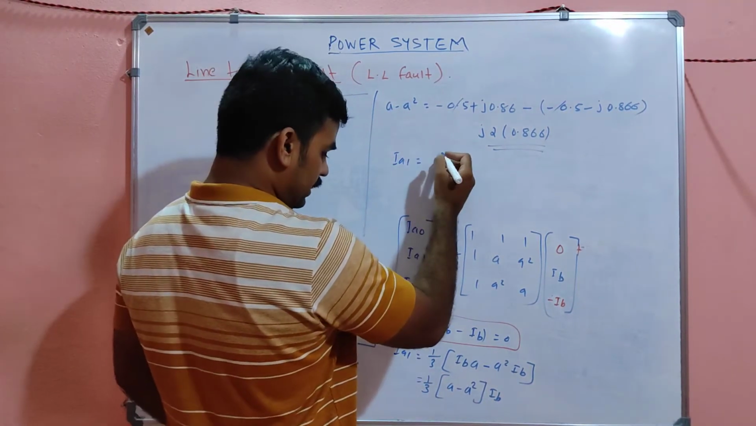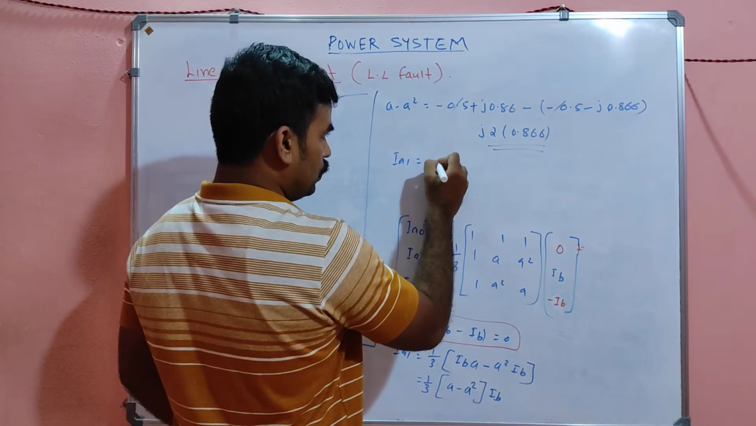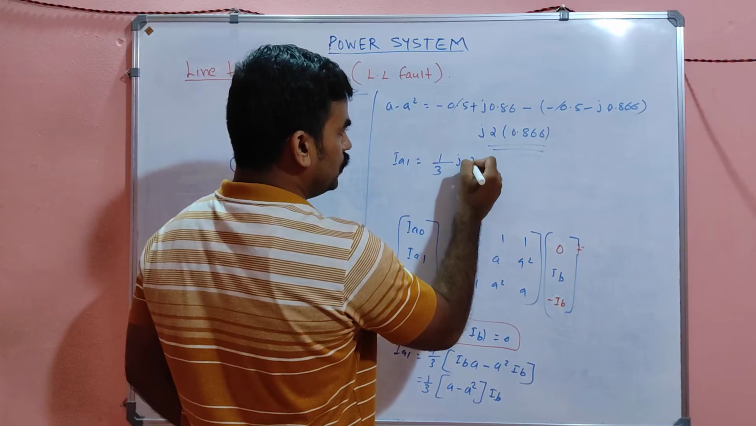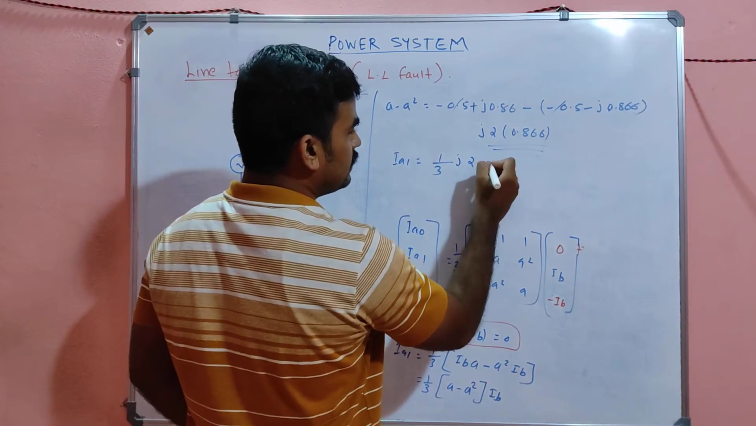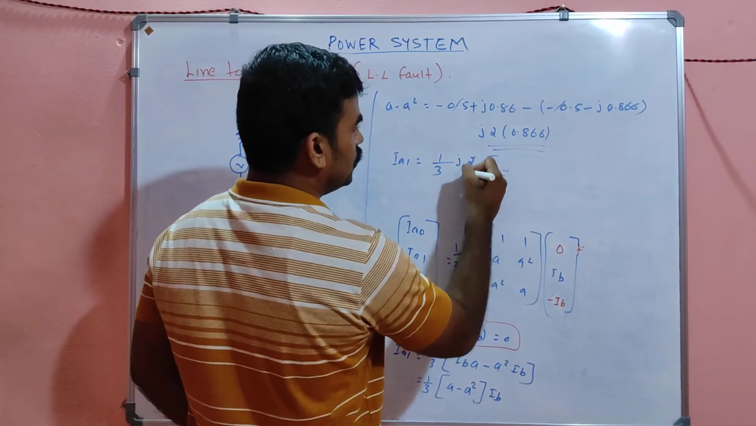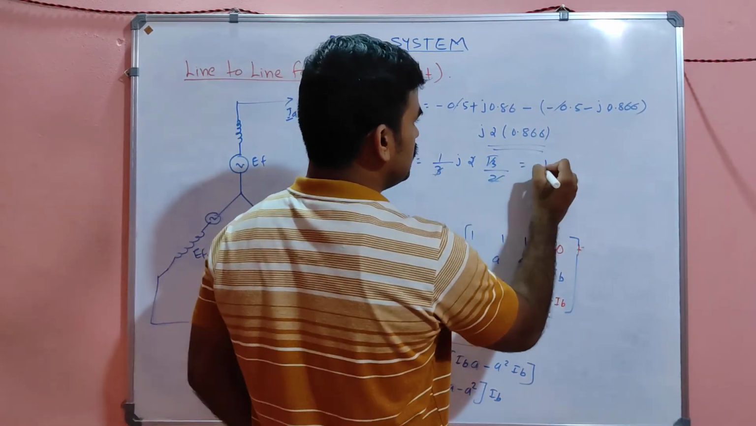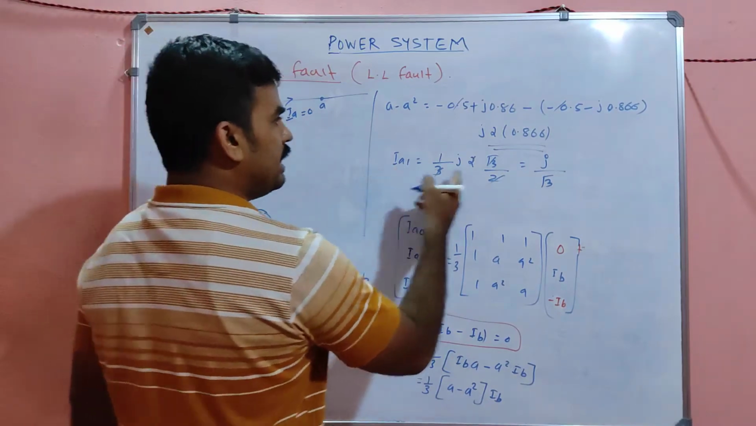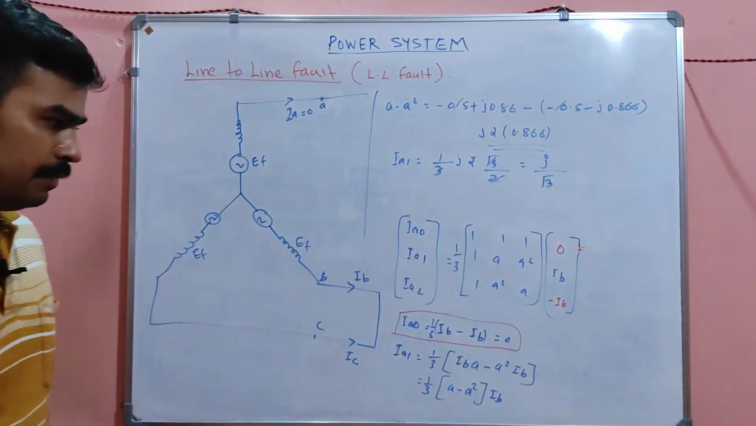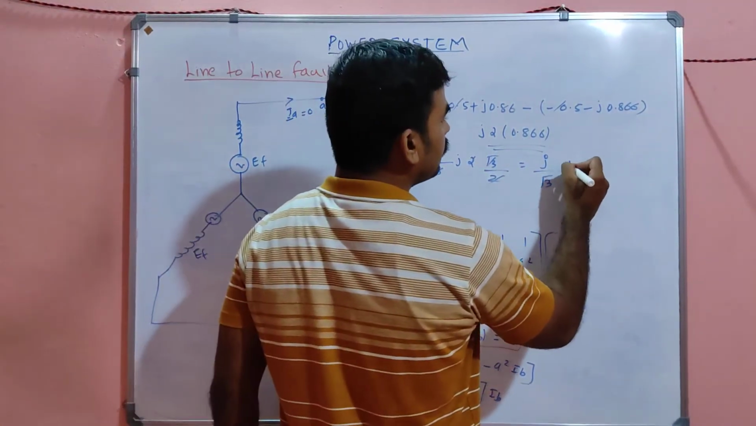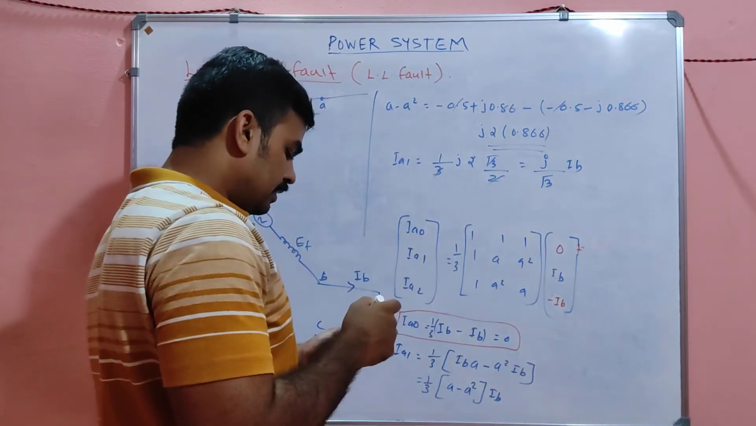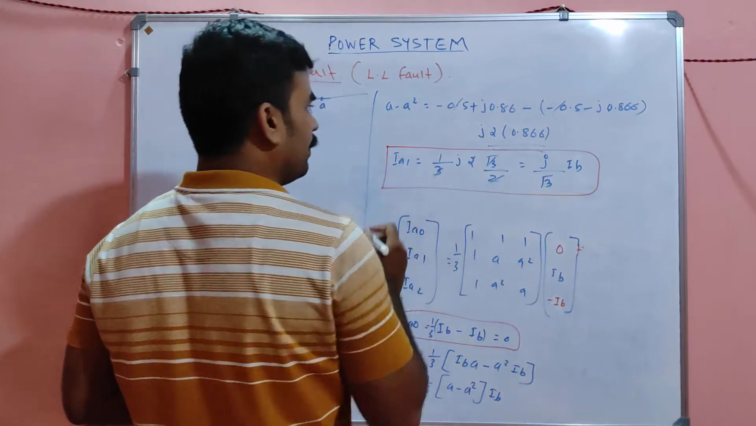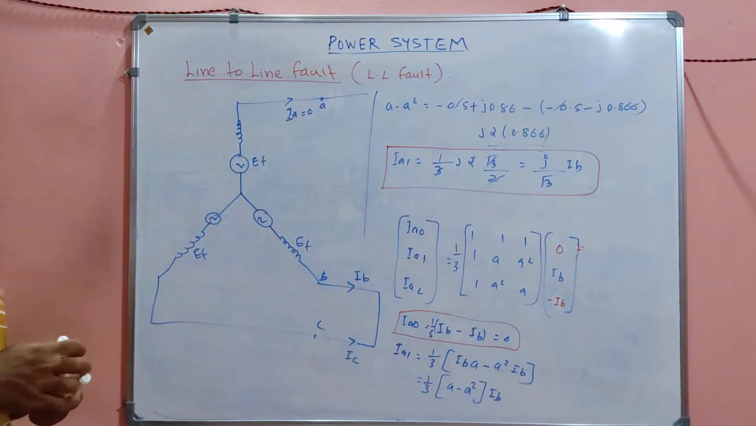So IA1 will be equal to what, my dear? 1 by 3 into j into 2 into 0.866, and 0.866 means root 3 by 2. 2 and 2 get cancelled, 3 and 3 get cancelled, simply j by root 3. Correct, my dear? So IA1 is equal to j by root 3 into IB. This is also a very interesting result. IA1 will be equal to j into IB divided by root 3.